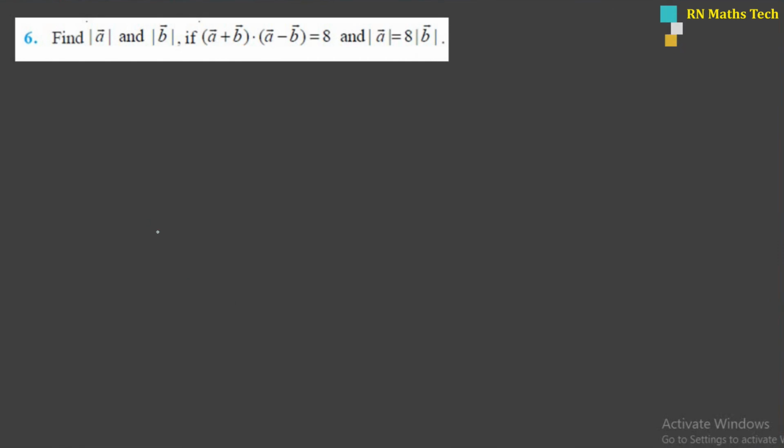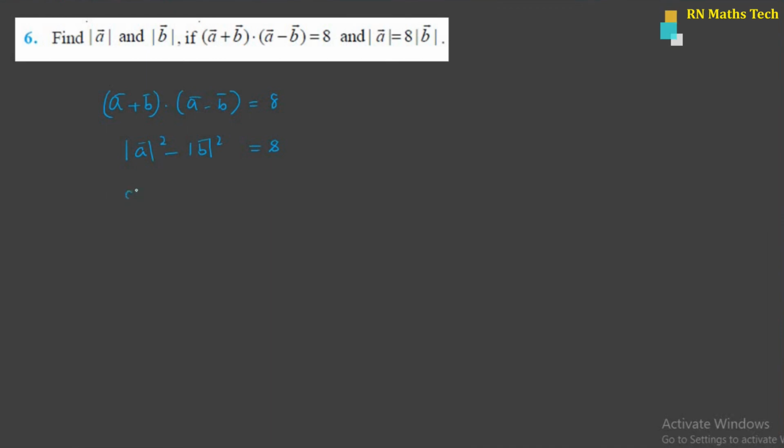Okay. Now question number 6. Find a⃗ and b⃗ if (a⃗ + b⃗)·(a⃗ - b⃗) is equal to 8, and a⃗ is equal to 8 b⃗. (a⃗ + b⃗)·(a⃗ - b⃗) is equal to 8, which is |a|² - |b|² = 8. That is, |a| is 8|b|.